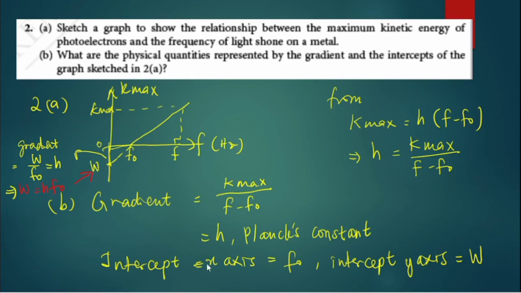So remember, for this graph of K maximum against frequency, the gradient equals the Planck constant. The intercept at the x-axis, or f-axis, is the threshold frequency, and the intercept at the K maximum axis, or y-axis, is the work function W.